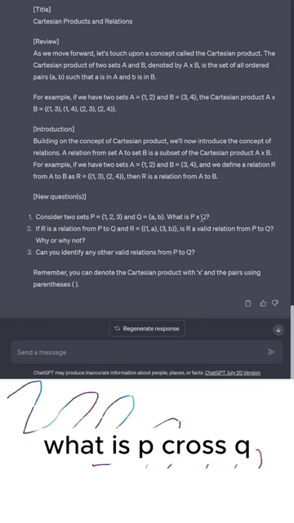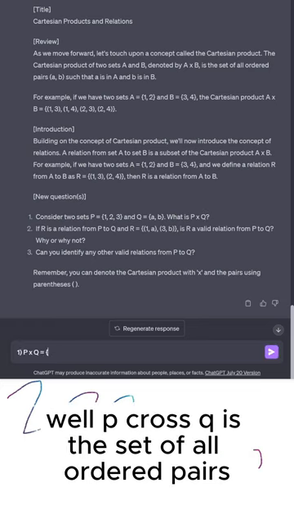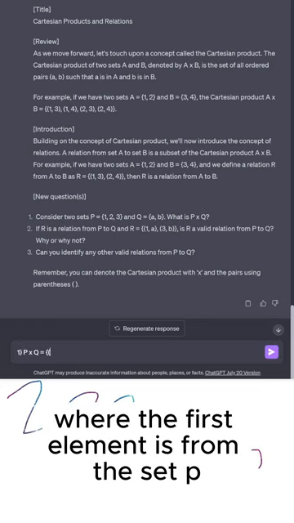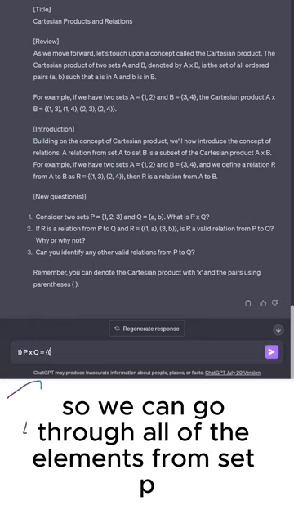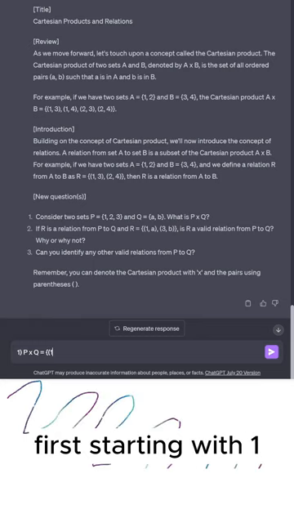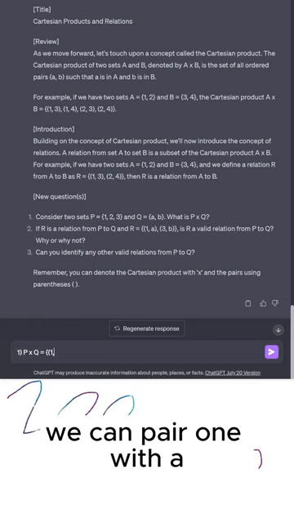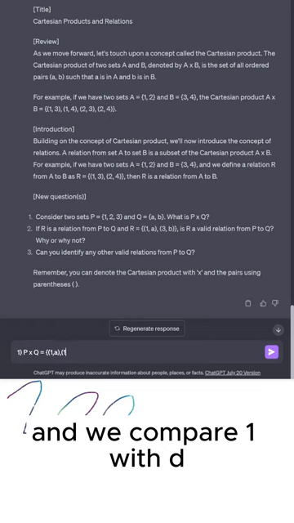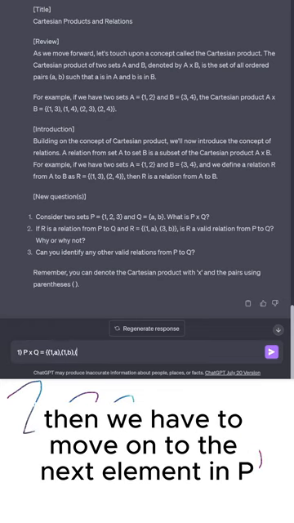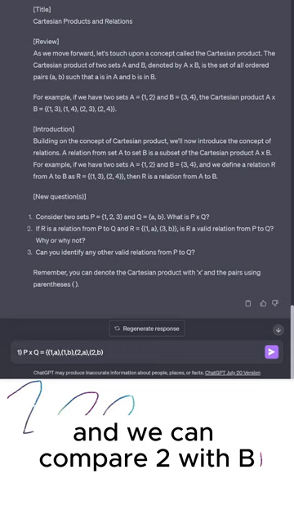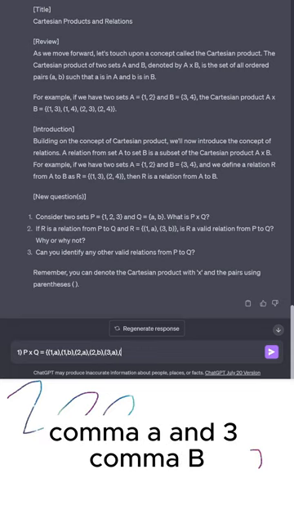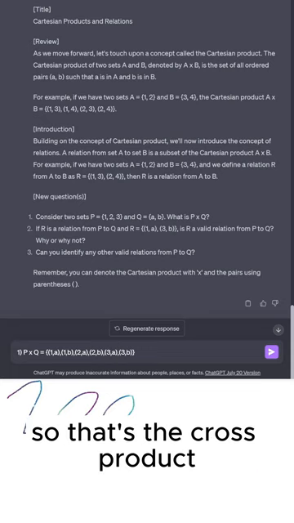Consider two sets P equals {1, 2, 3} and Q equals {A, B}. What is P cross Q? Well, P cross Q is the set of all ordered pairs where the first element is from the set P and the second element is from set Q. So we can go through all of the elements from set P first, starting with 1. We can pair 1 with A, and we can pair 1 with B. Then we move on to the next element in P, which is 2. We pair that with A, and we can pair 2 with B. And lastly, we have (3, A) and (3, B). So that's the cross product.